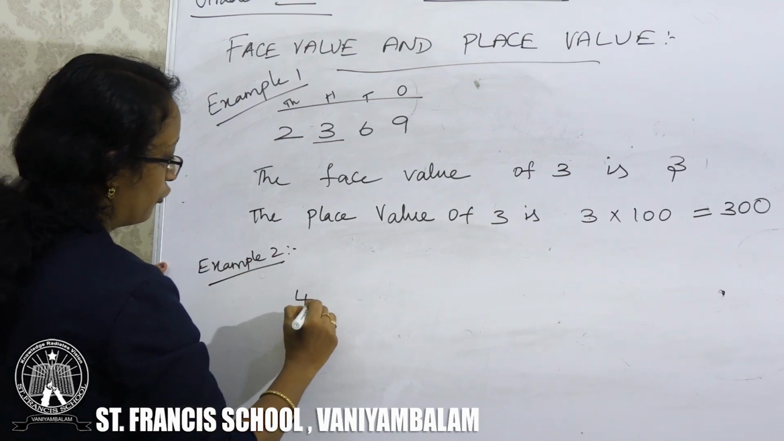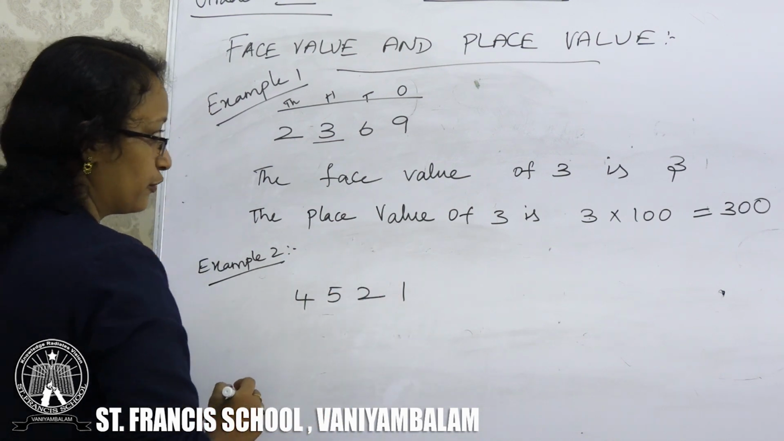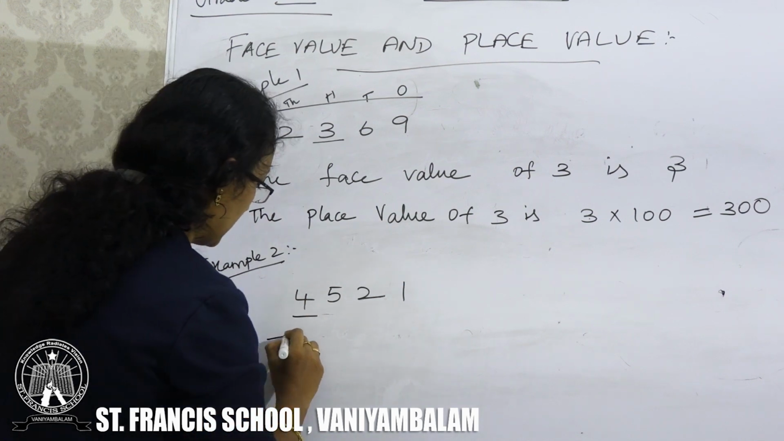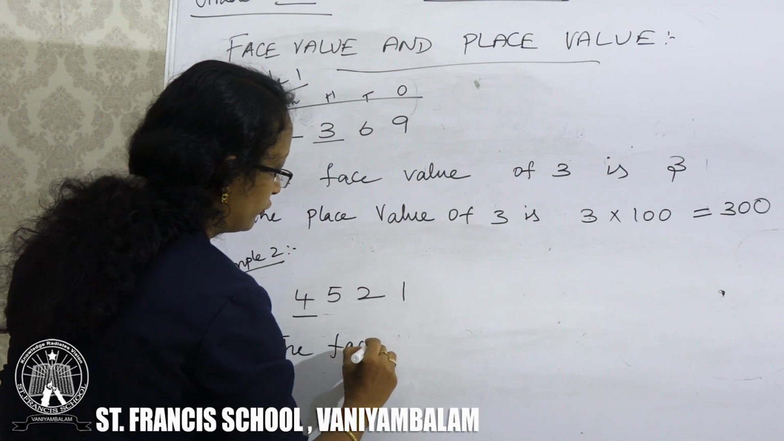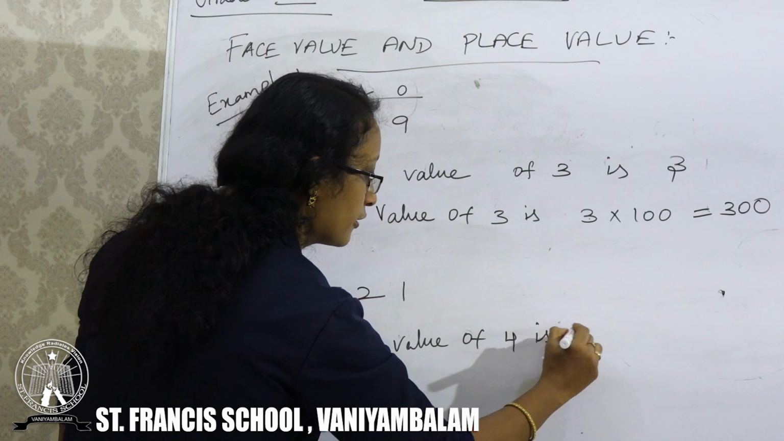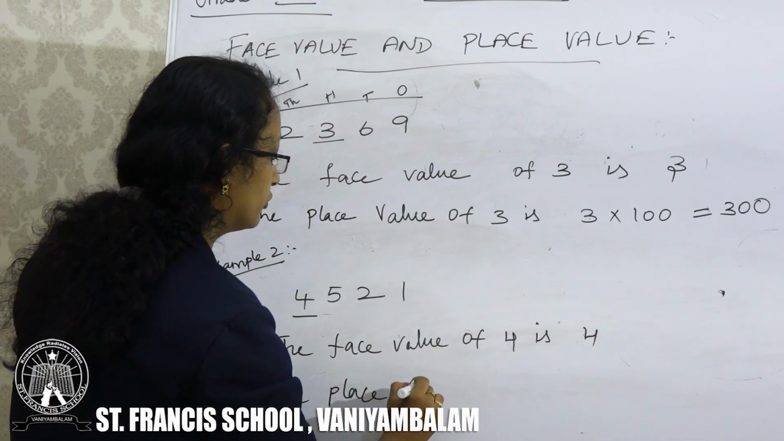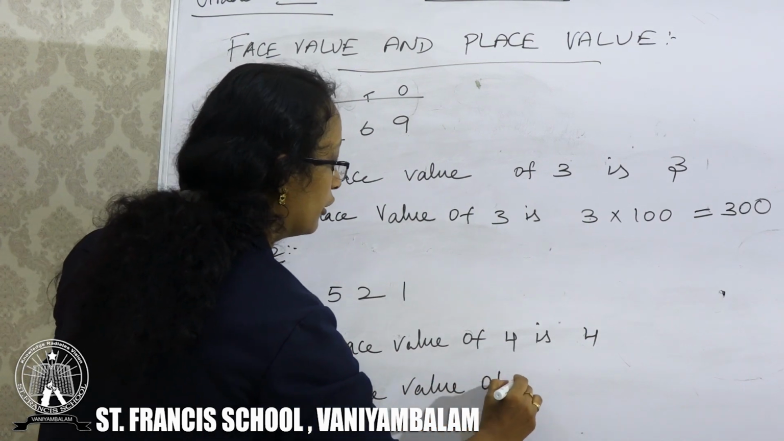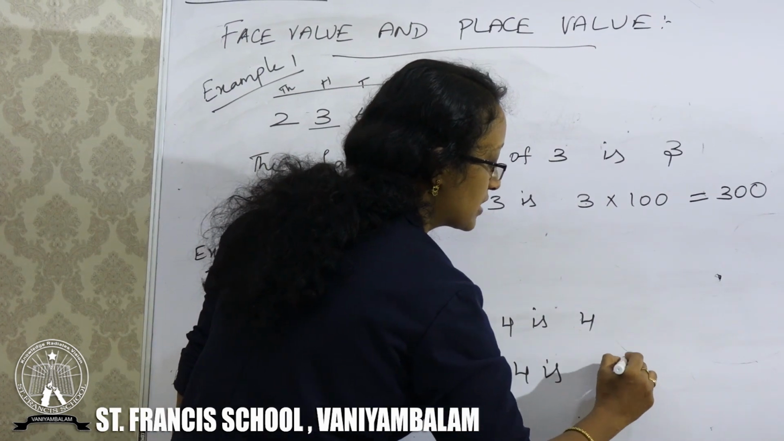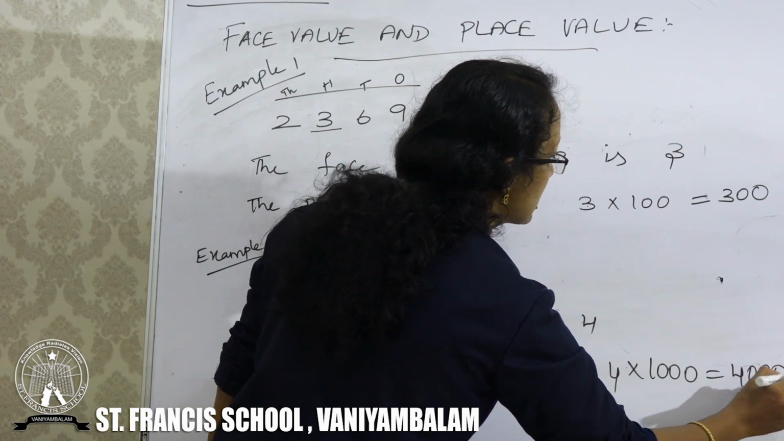Okay. 4, 5, 2, 1. I am going to find the place value and face value of 4. The face value of 4 is 4. The place value of 4 is, in which place it is? Thousands place. So 4 into 1000 is 4000.